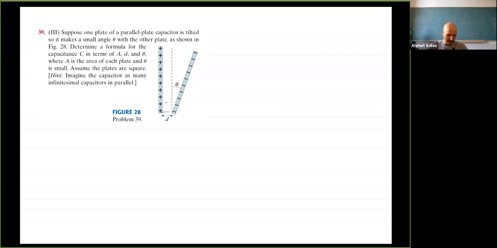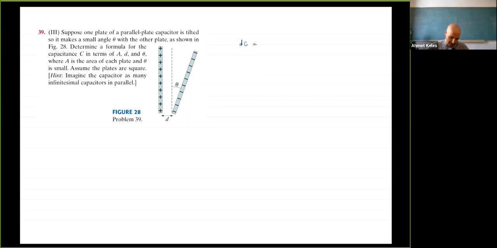So I will use the hint as they suggest, okay? They said, imagine the capacitor as many infinitesimal capacitors in parallel. And I believe what they mean is that these little things are one capacitor, this one is another one, this guy is another one. And these little squares, actually they are extended, right? Like this. These little things, I'll take as small capacitors and I'll add them. So let me write 1. So let's write dC is equal to.